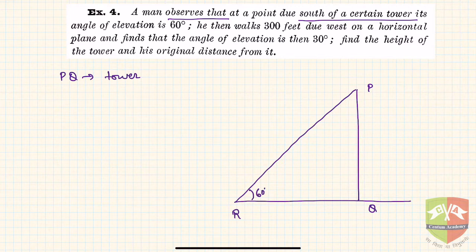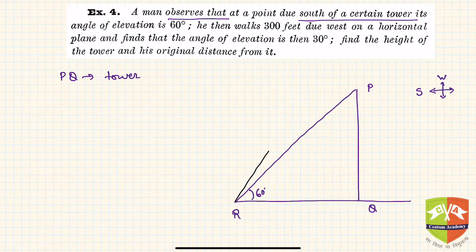Now this man moves 300 feet due west. So I'm redrawing the directions. For this particular question, if this is the direction of south, then west is definitely in this direction, isn't it? So he moves 300 feet due west. Let us say he is moving now, and this is 300 feet. To denote it in 3D, let me draw it in a slant position.